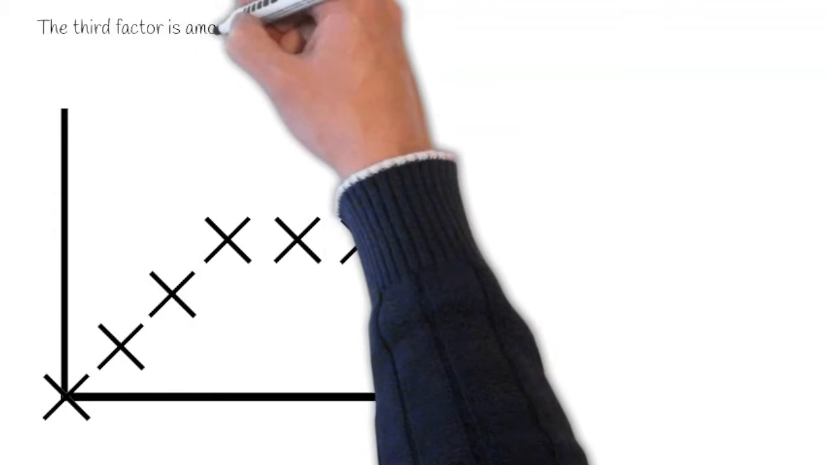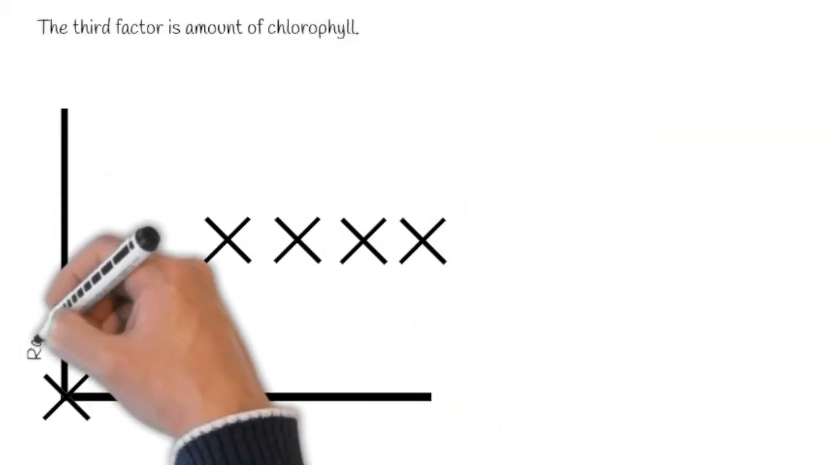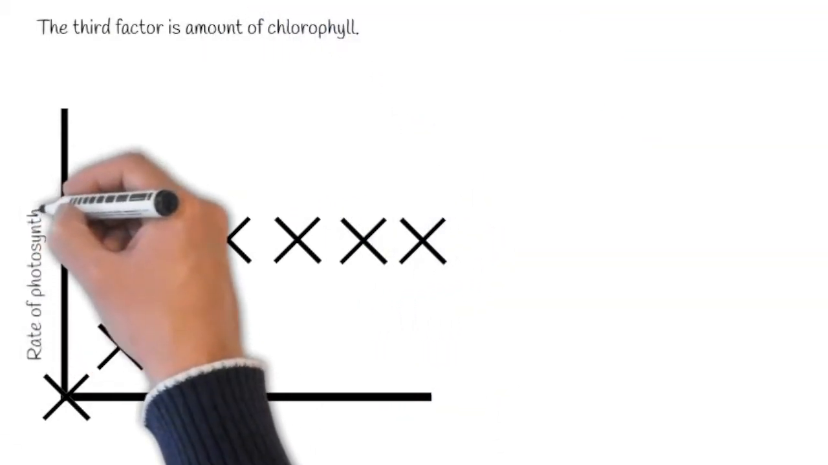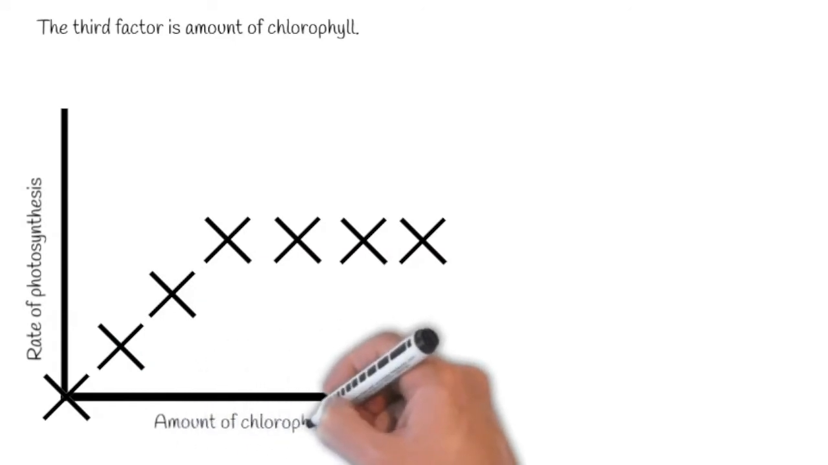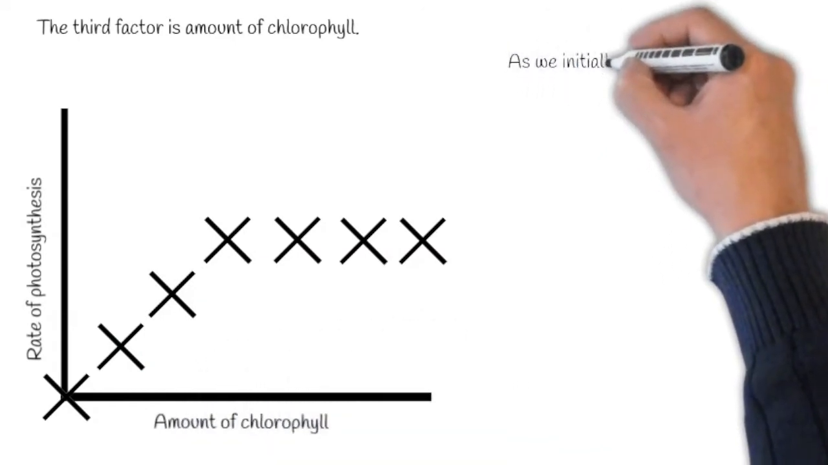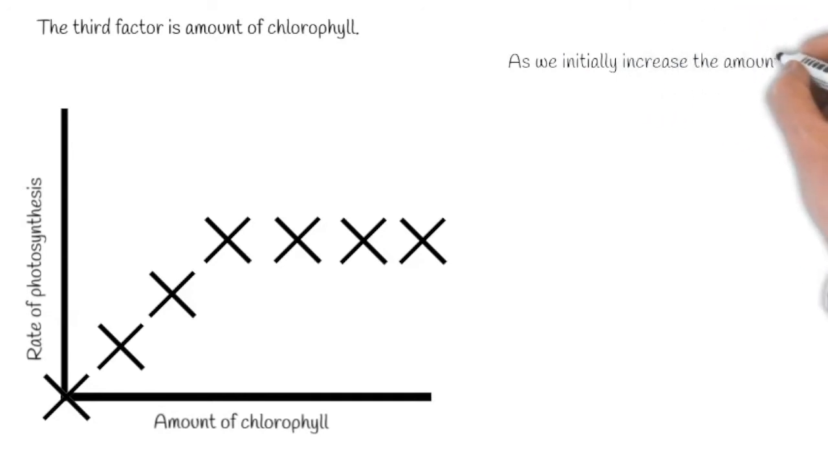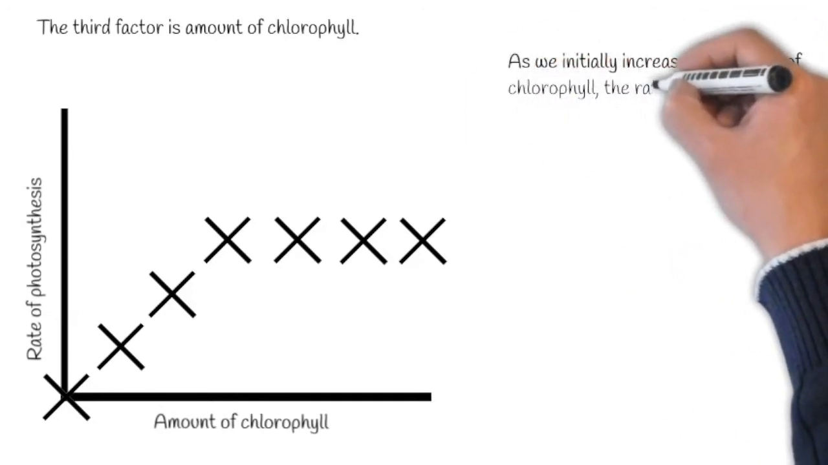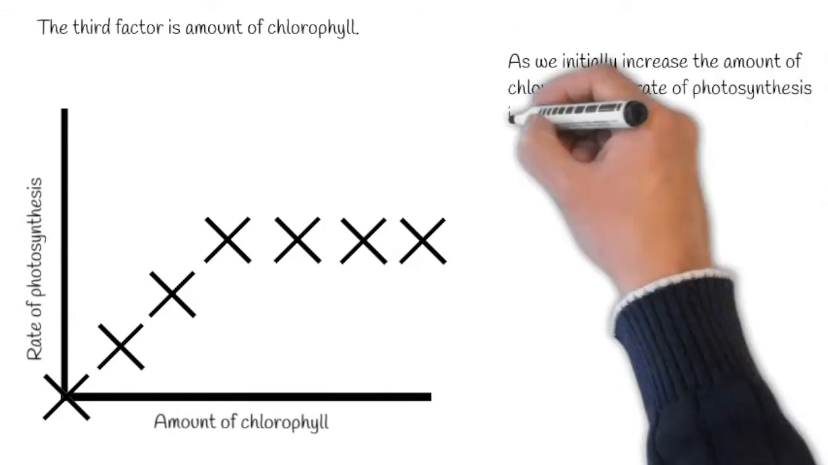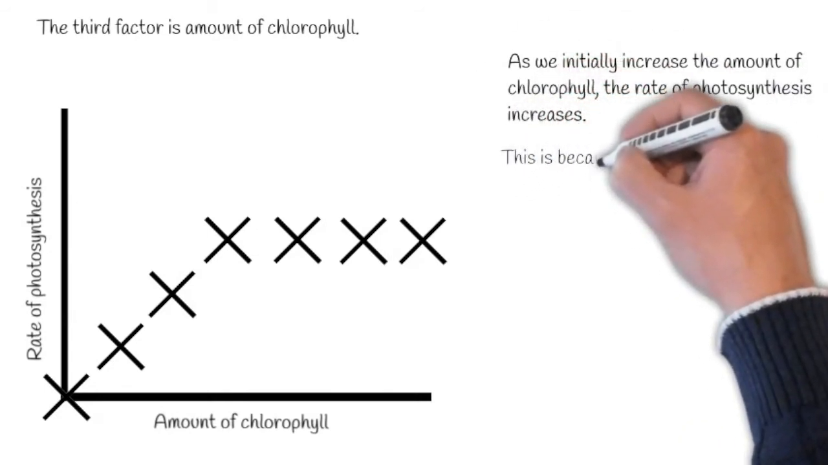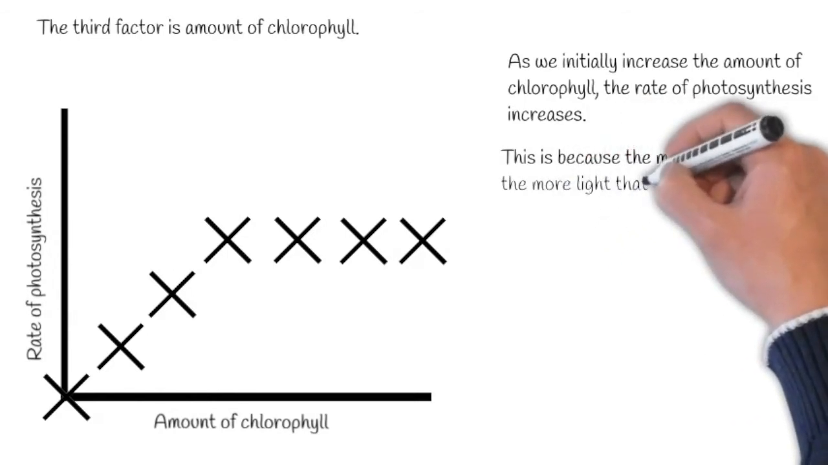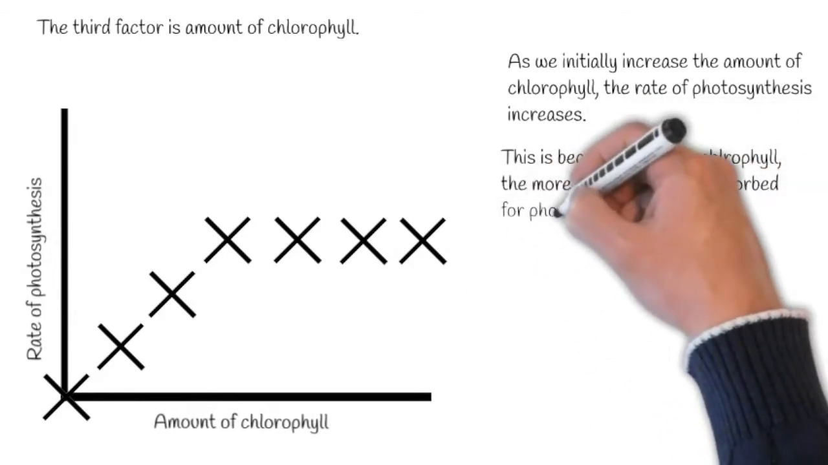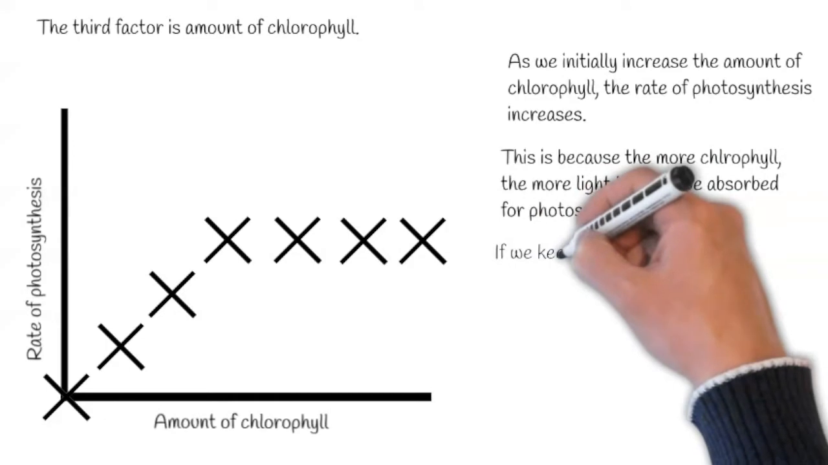Another factor that affects the rate of photosynthesis is amount of chlorophyll. Here's a graph to show that now. As we initially increase the amount of chlorophyll, the rate of photosynthesis increases. This is because the more chlorophyll, the more light that can be absorbed for photosynthesis.